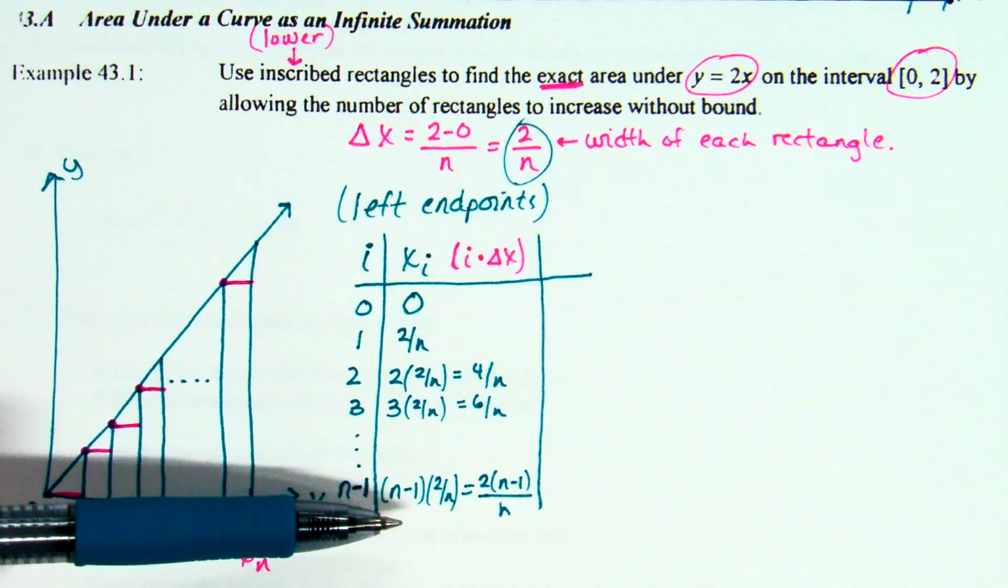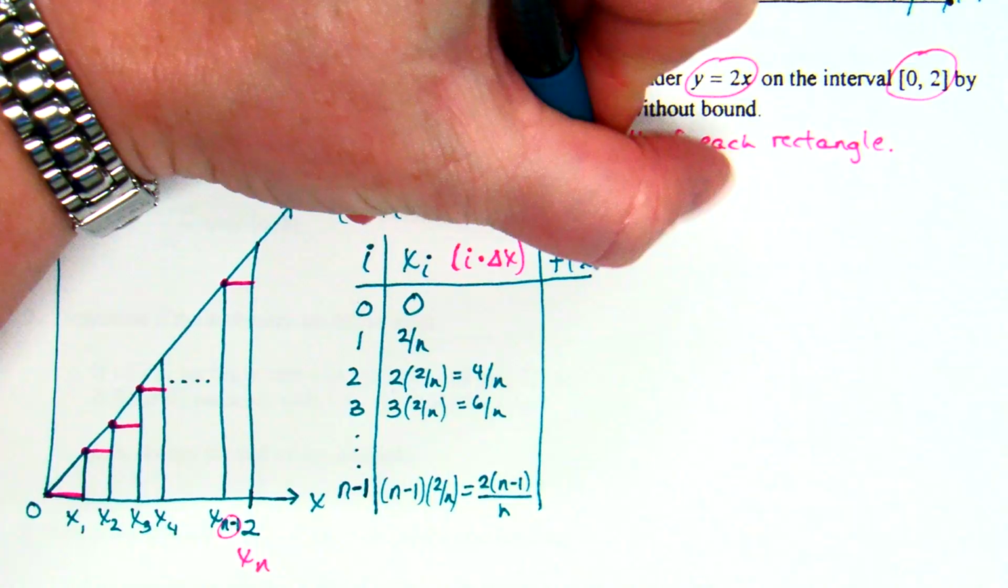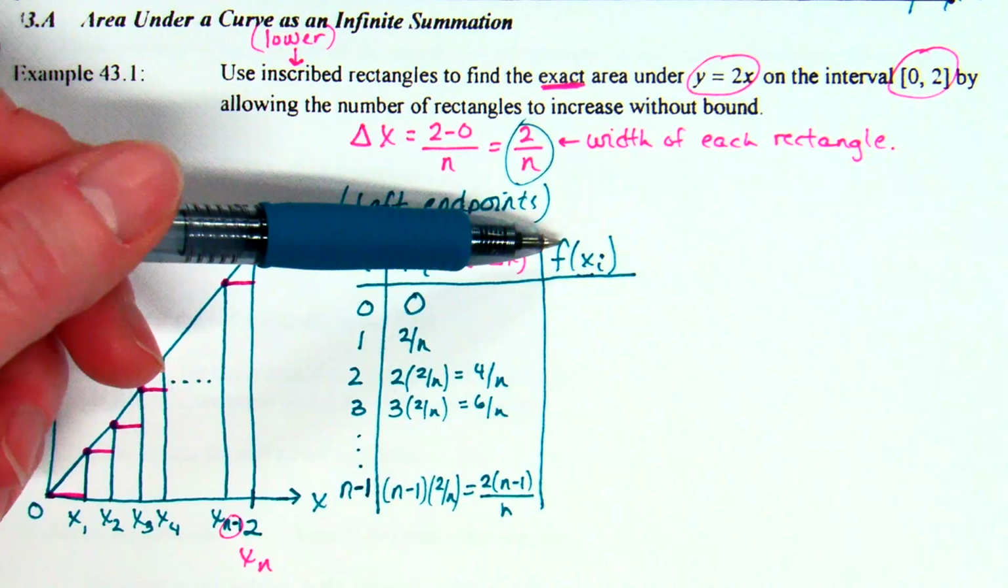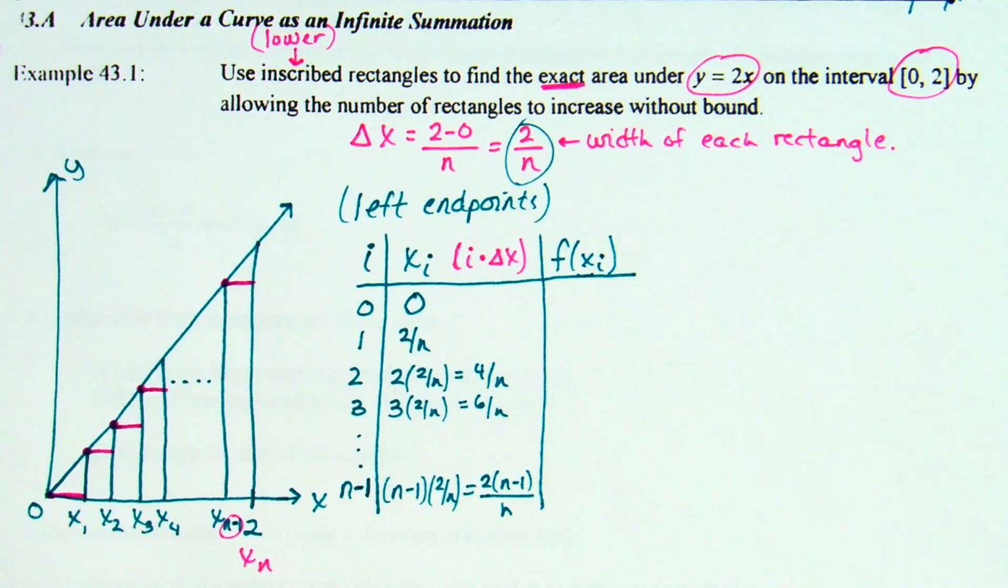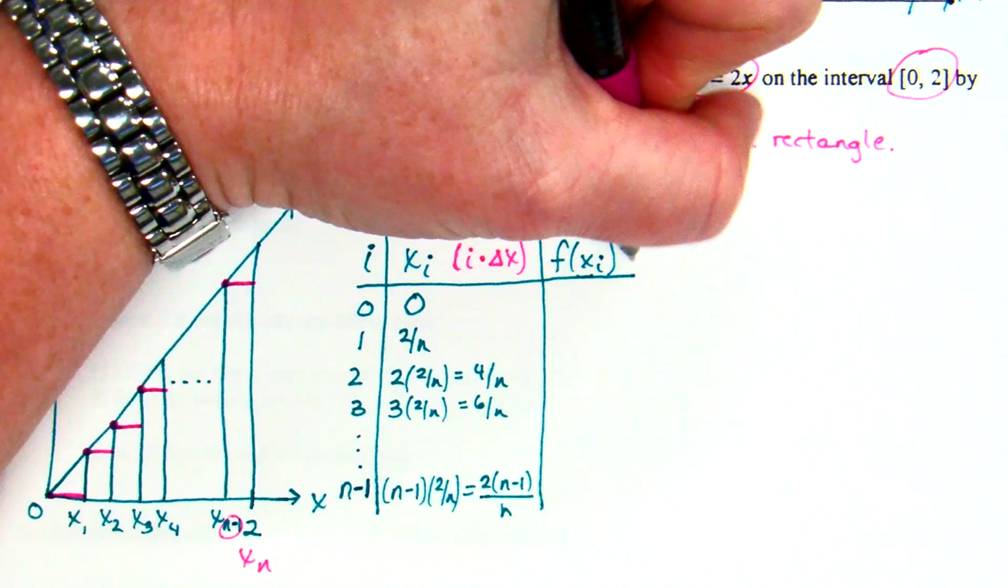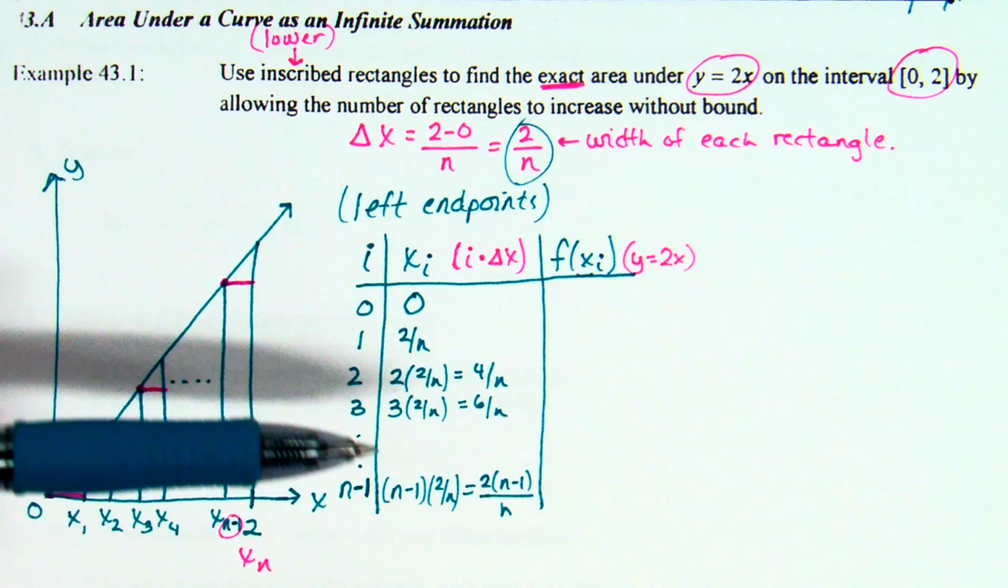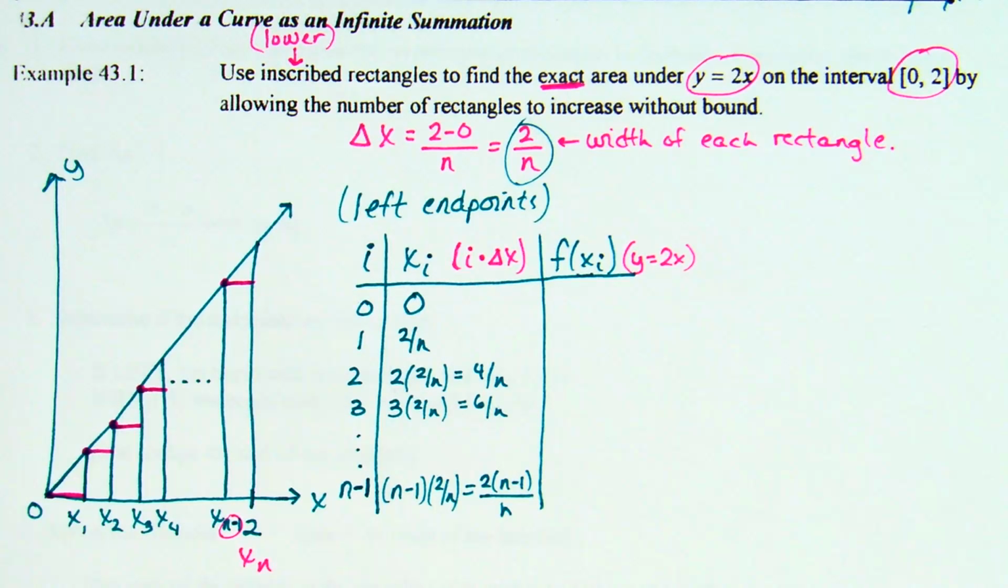And so this column right here is going to be the heights, because this is going to be what we get when we plug our x values in. So the first one, it's 2 times x. x is 0. 2 times 0 is 0. The next we're plugging in is 2 over n. So 2 times 2 over n is 4 over n.